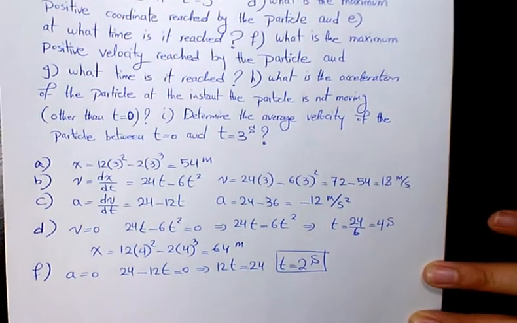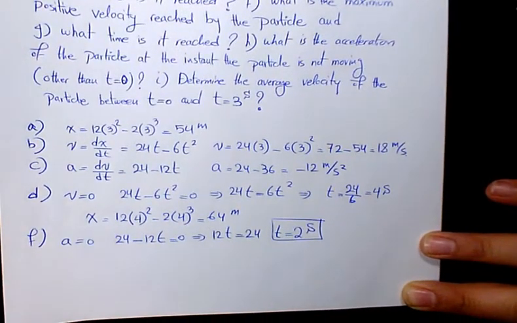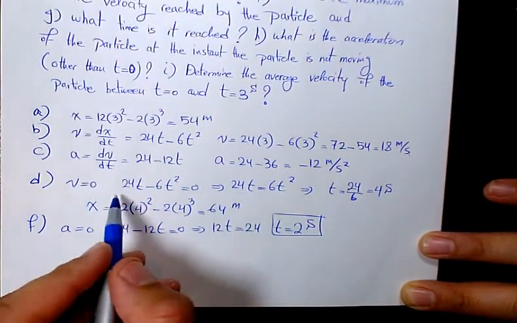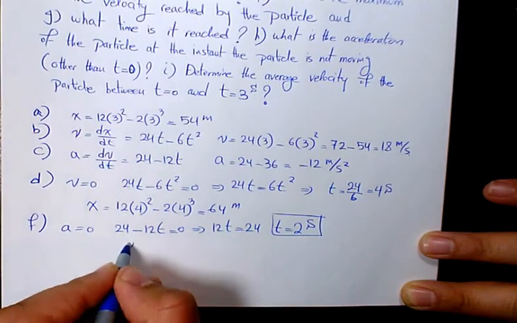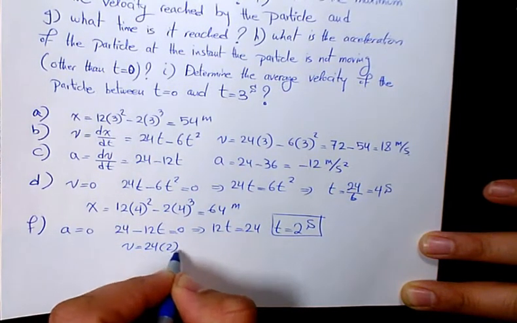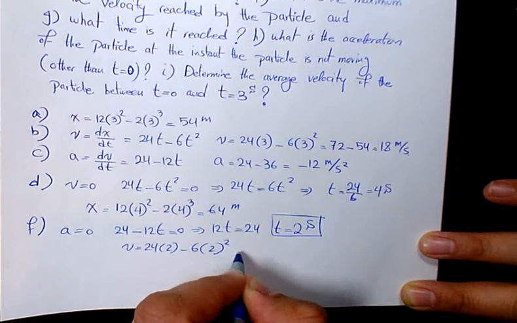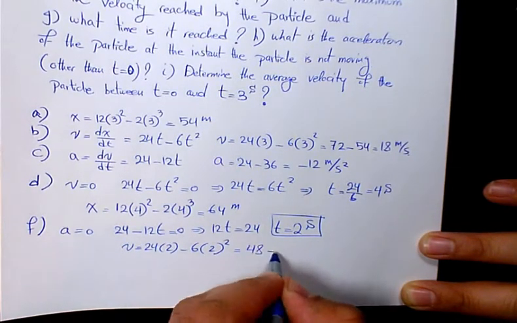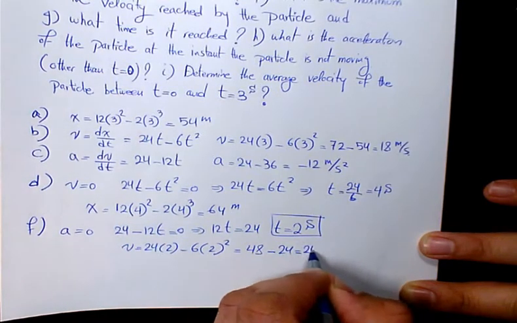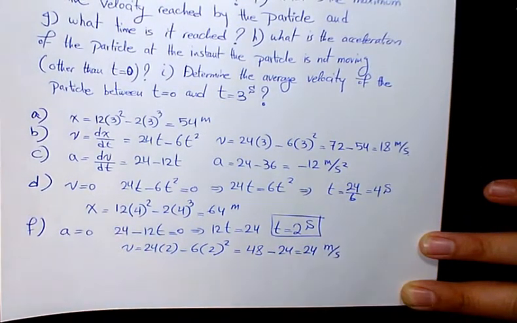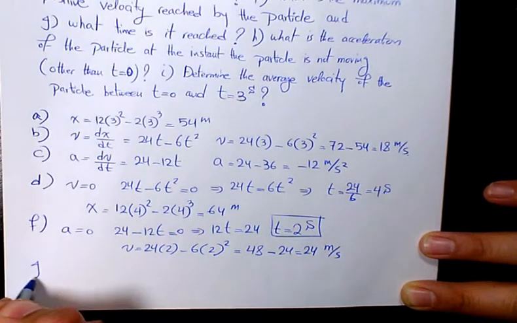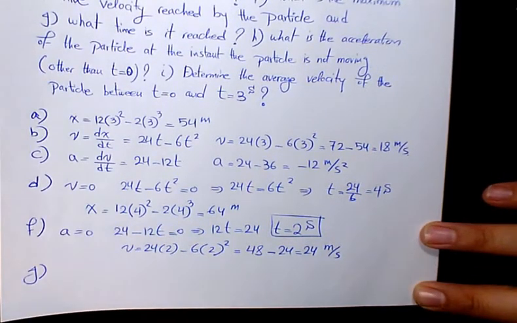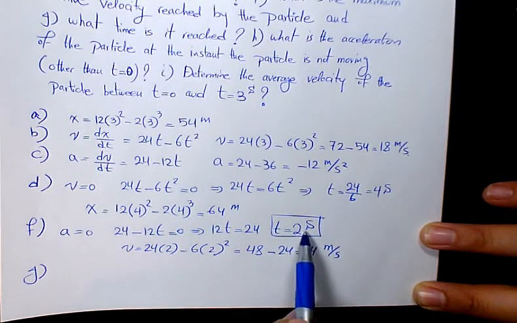And it says at what maximum velocity, so we get this 2 here, we sub it in the formula for velocity. So velocity will be 24 times 2 minus 6 times 2 to the power of 2. That's going to be 48 minus 24. That's going to be 24 meters per second. That's the maximum velocity. Part G, it says what time is it reached. We actually answered this question too. It's going to be t equals 2 seconds.